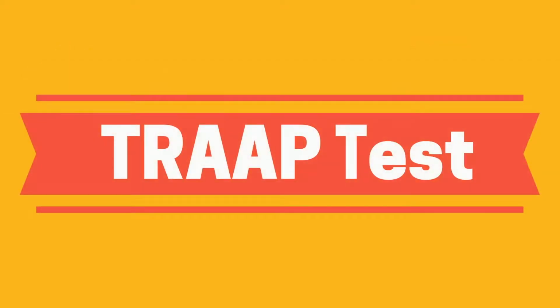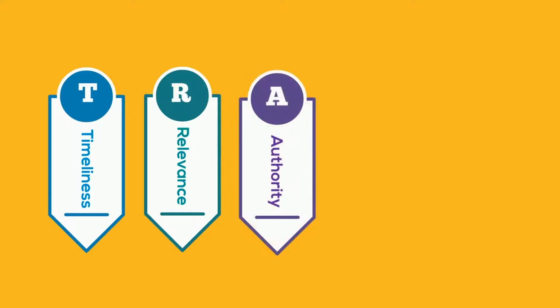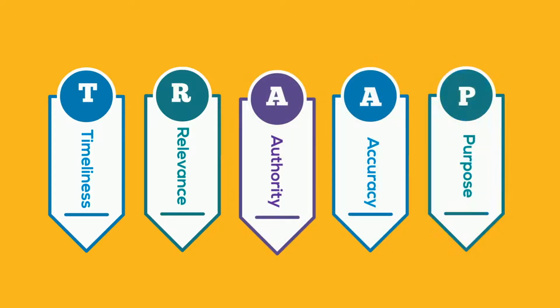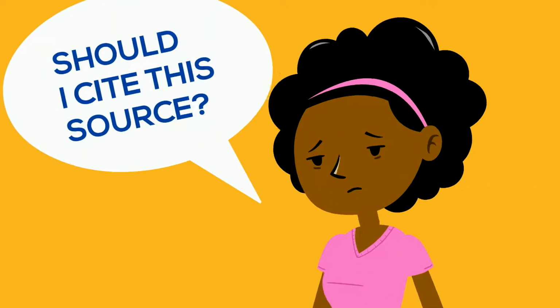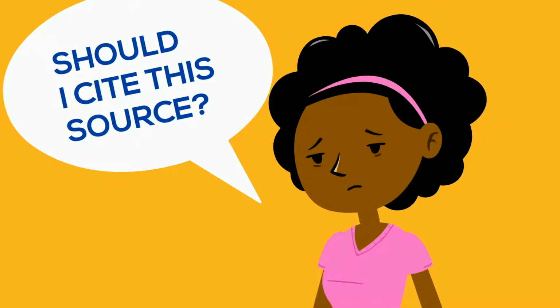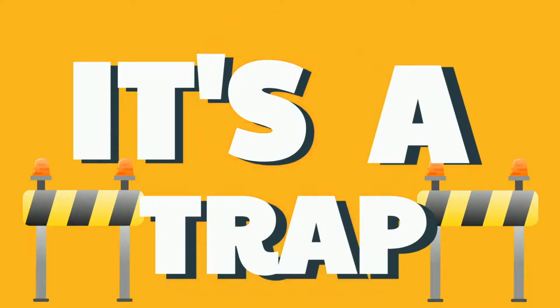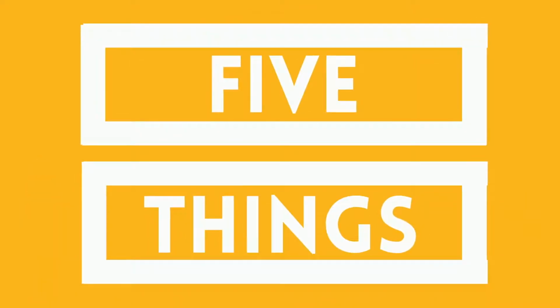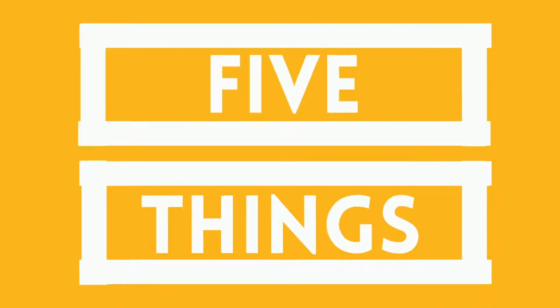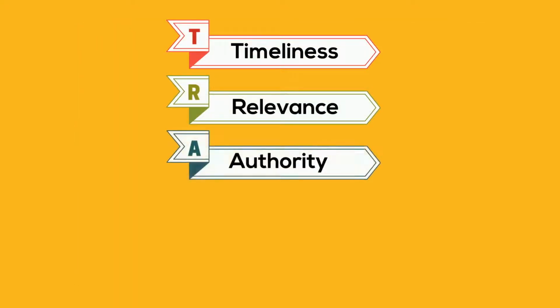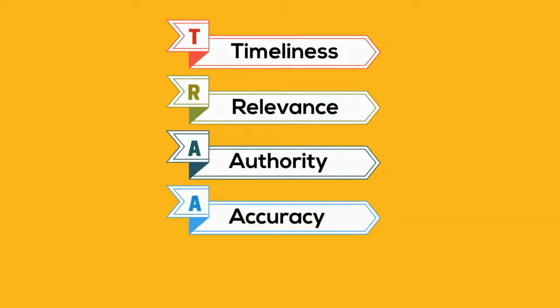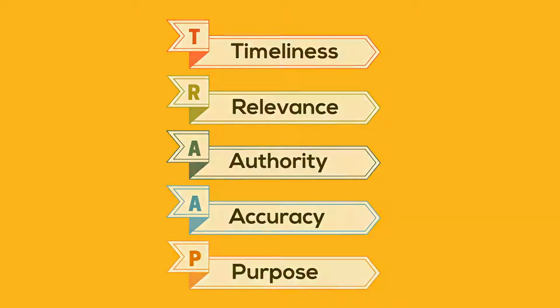That's where the TRAP test comes in. Yes, TRAP. T-R-A-A-P. Think of it as a helpful acronym to take the stress out of choosing whether or not to cite a source in your research. You need to know whether or not it's a trap. It stands for 5 things to look at when assessing a source: timeliness, relevance, authority, accuracy, and purpose.